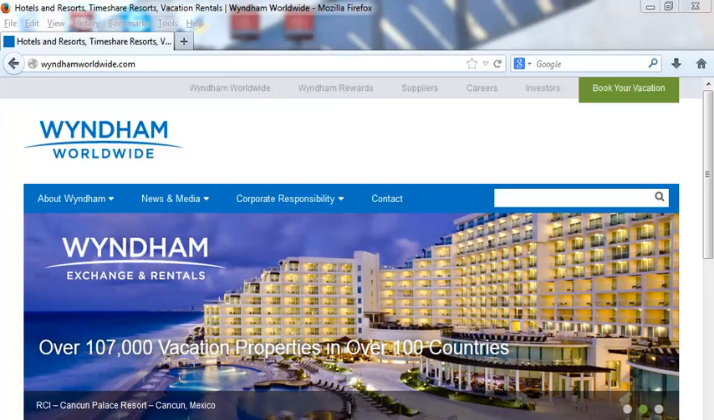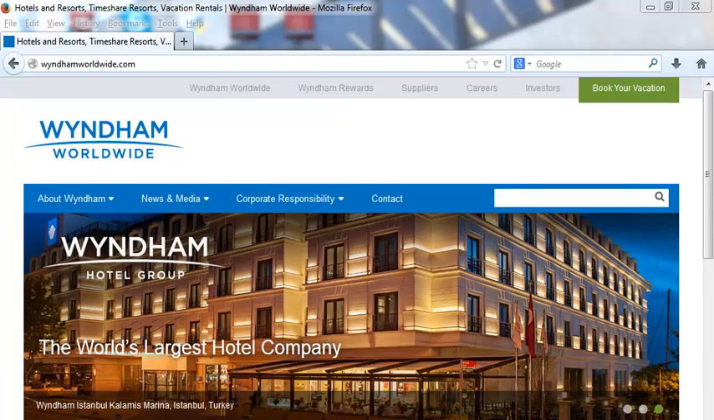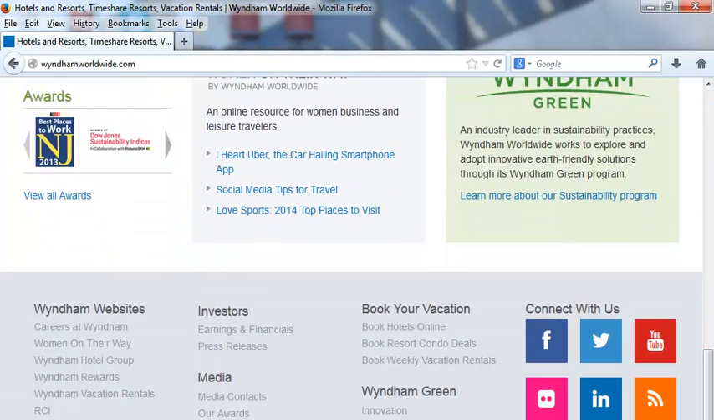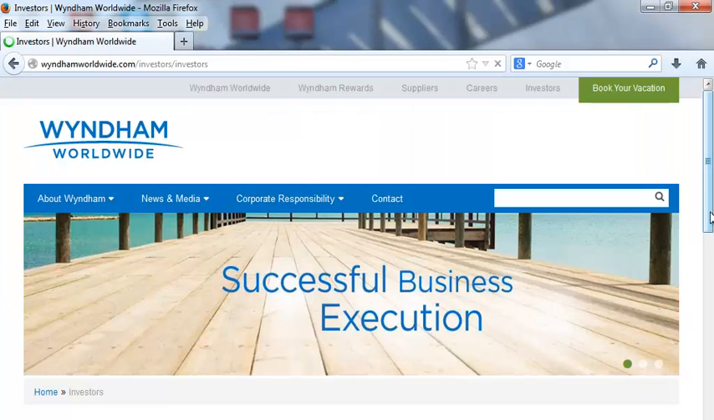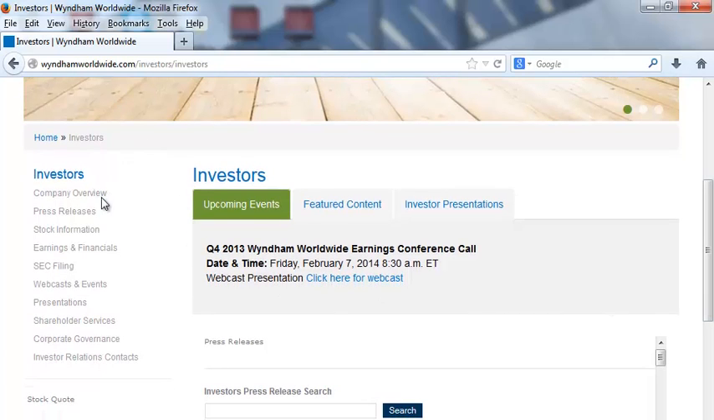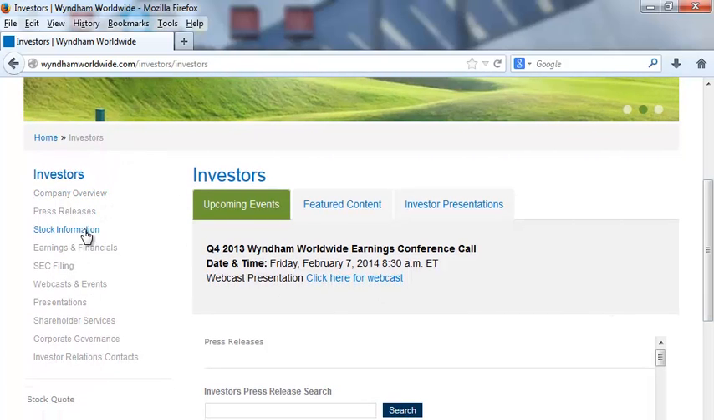Most company websites have a section for investors with a company overview, press releases, earnings releases, SEC filings, presentations, and other information. This website is for Wyndham Worldwide, and their investor section is at the very bottom of the page. And you can see those very things on the left-hand side: a company overview, press releases, stock information, financial information.